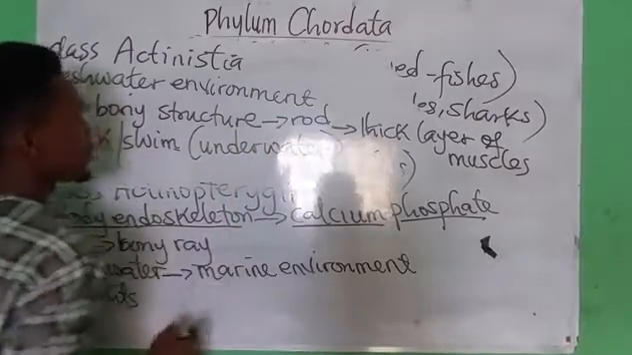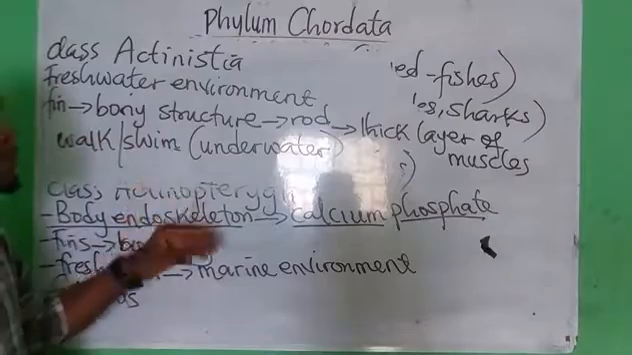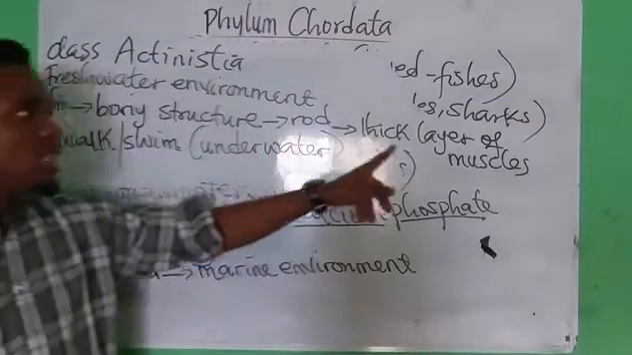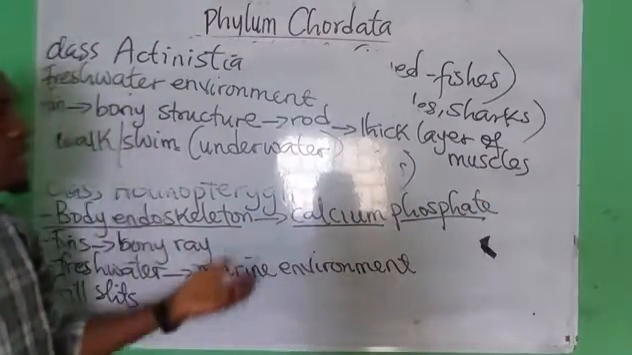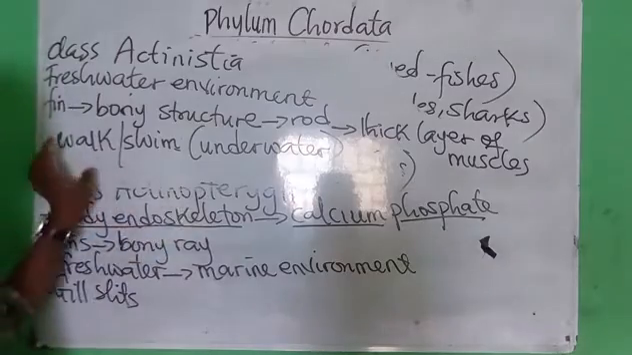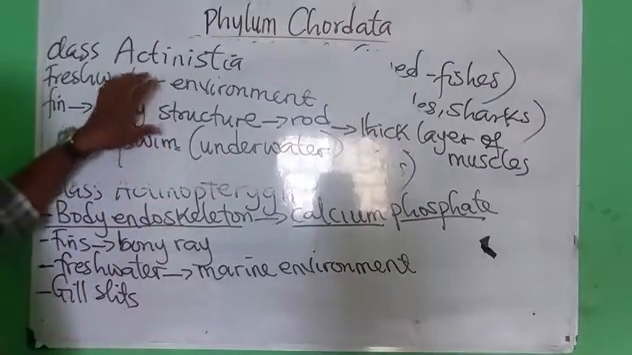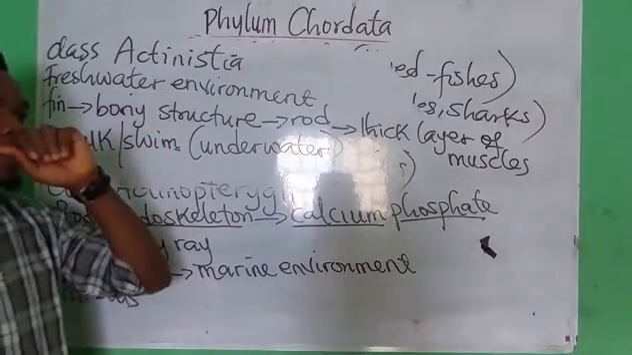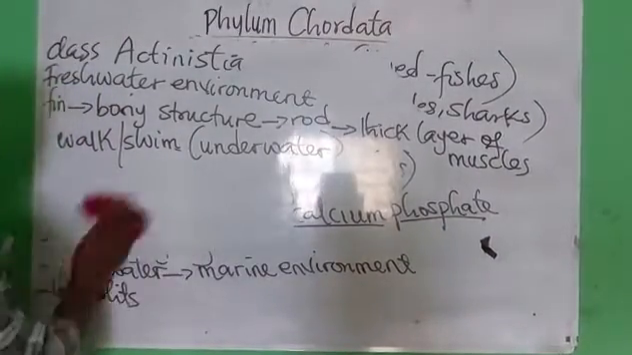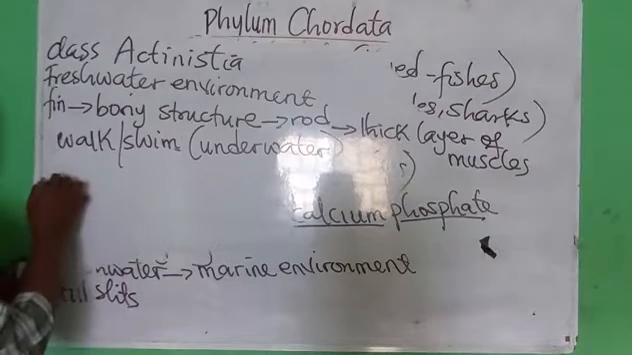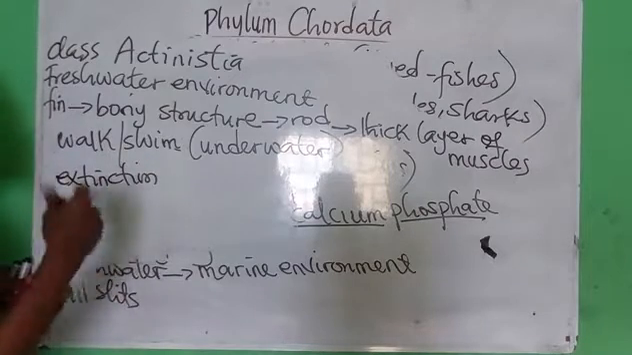So, due to the fact that the fins are supported by a bony structure that is rod-shaped, and this bony structure is surrounded by a thick layer of muscles, what is the significance of this? It brings about walking and swimming under the water. However, the Actinistians were thought to have gone extinct, out of existence.